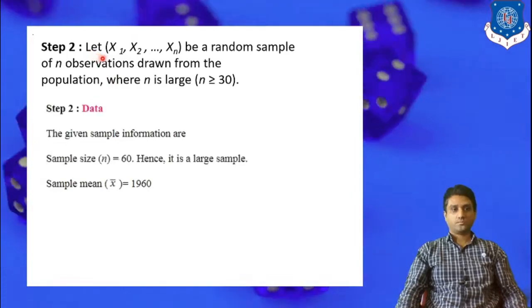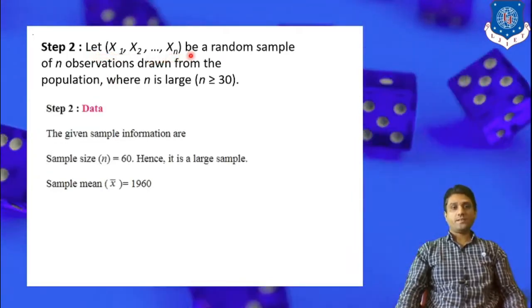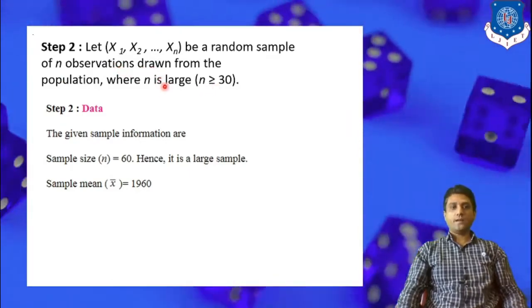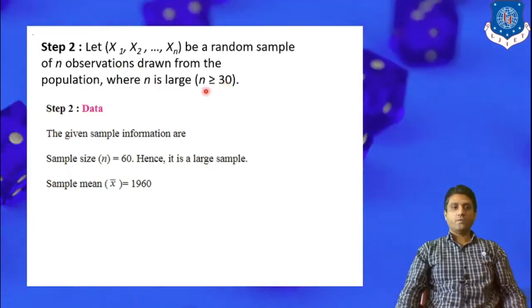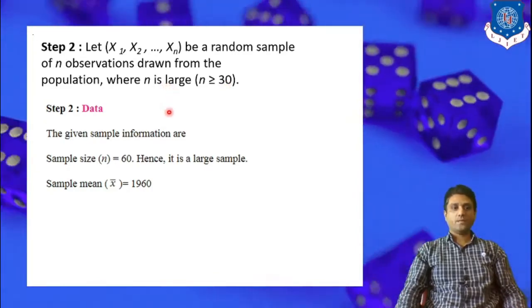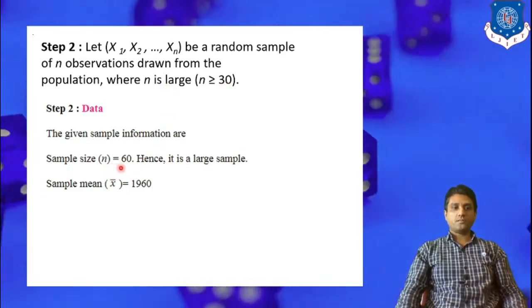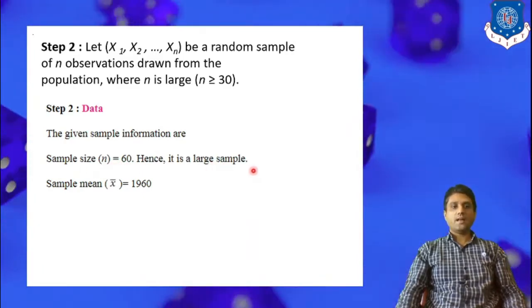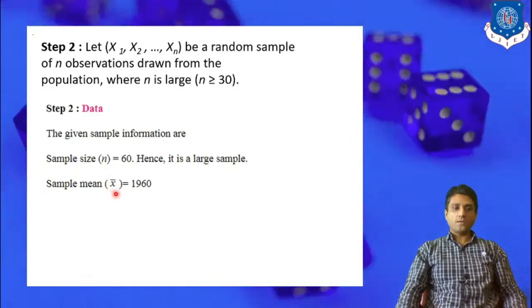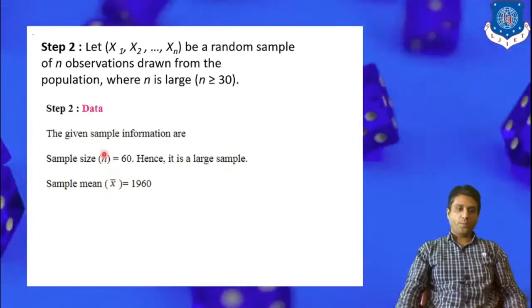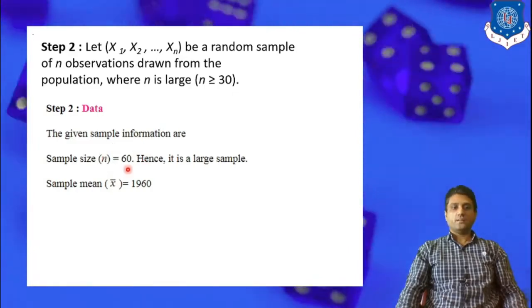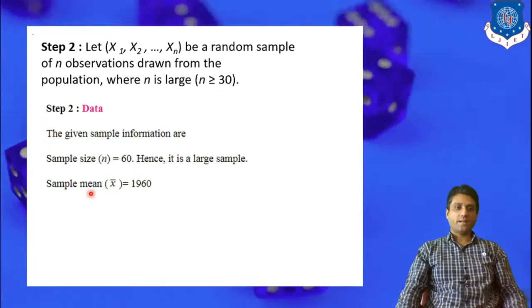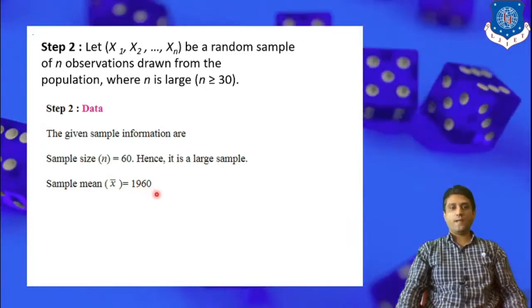Step number 2: let x1, x2 and so on up to xn be a random sample of observations, and we know that if the size of the sample is greater than or equal to 30, then it is considered a large sample. Here it is given in the question that 60 random samples are considered, so definitely it is a large sample. Now it is observed that the mean breaking length of these 60 sample cables is 1960 Newton per meter square.